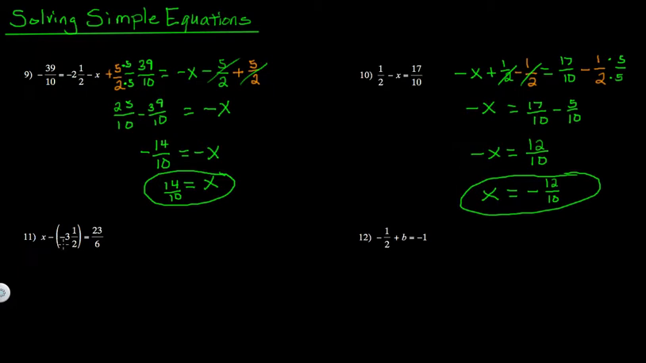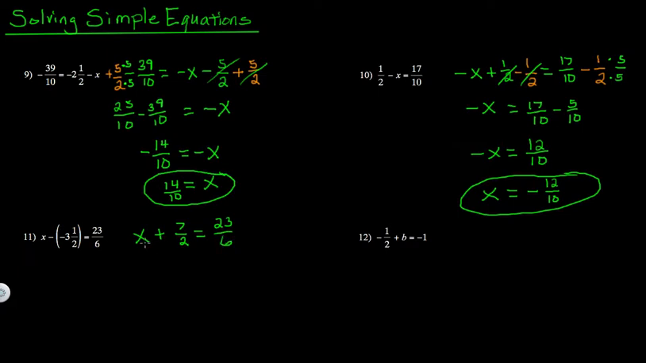x minus negative 3.5 is equal to 23/6. All right, so we can rewrite this as addition because we know that minus a negative is addition. So this is x plus, and then 3.5 as an improper fraction. 3 times 2 is 6 plus 1 is 7. That's 7 halves. So x plus 7 halves is equal to 23/6.